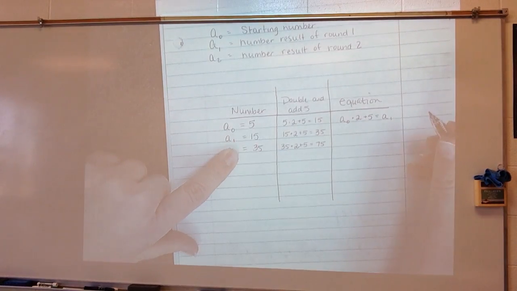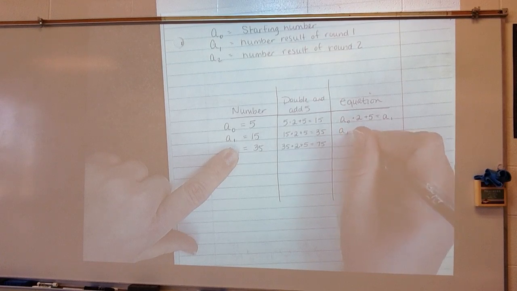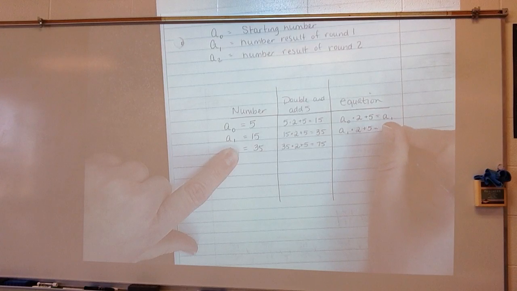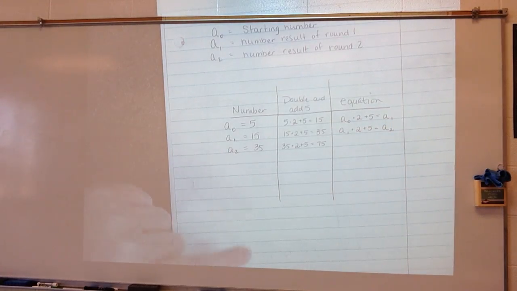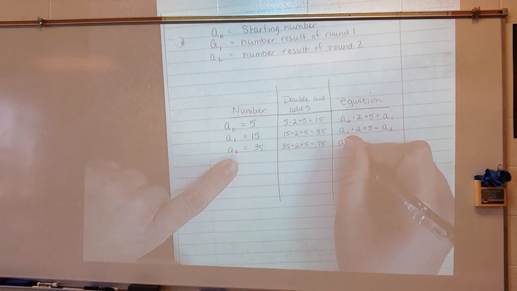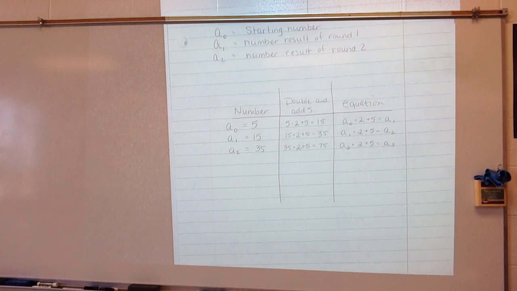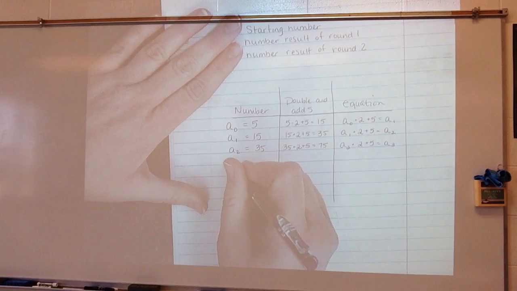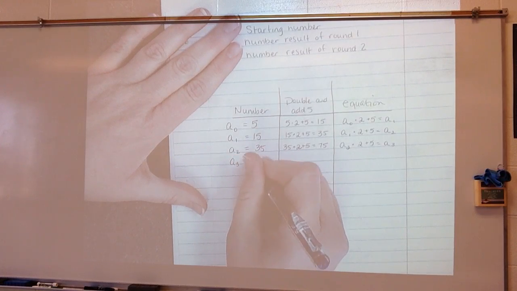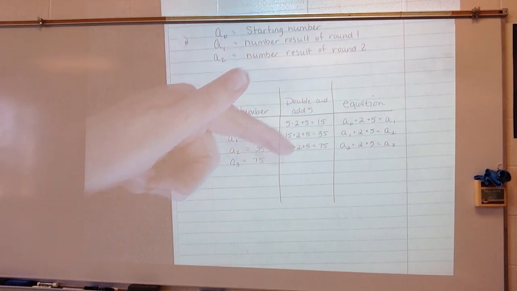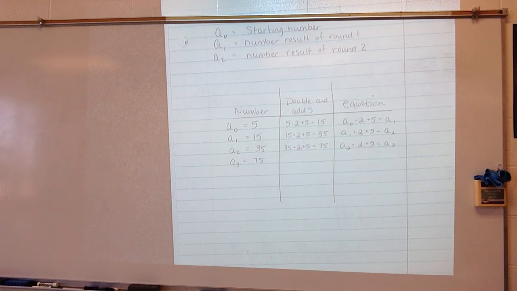Okay? So now I take a sub 1, multiply it times 2, add 5, and that's going to give me a sub 2. And we can keep going on. A sub 2 times 2 plus 5 would give me a sub 3. Alright? And I can keep going on and on because I know that a sub 3 is 75. So we can look at that.